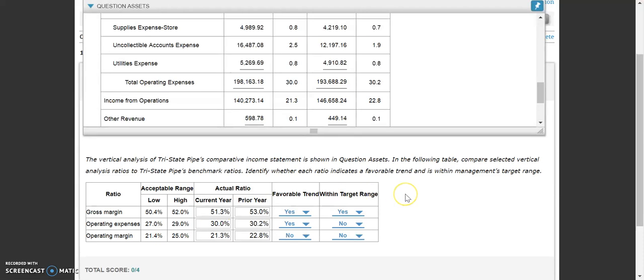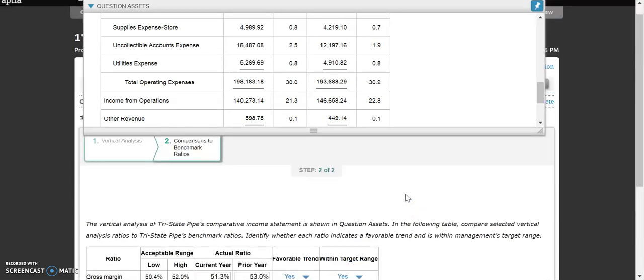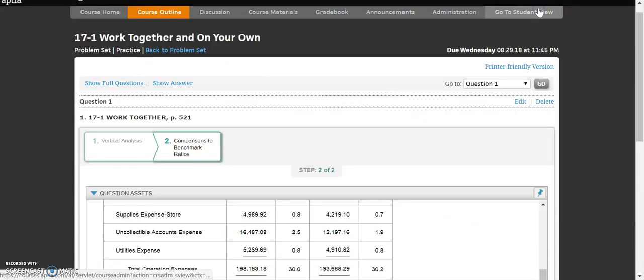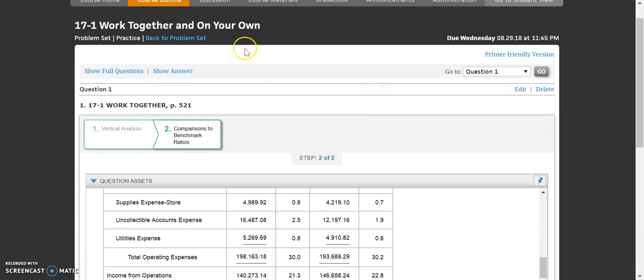Okay, so that is the end of the work together. For this evening, what you need to make sure you finish is your 17.1 on your own, and that is the only thing that is due this evening.